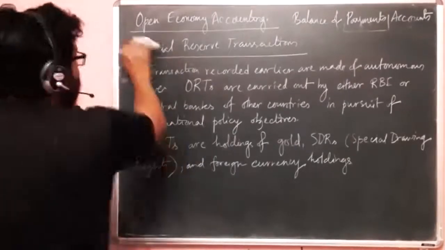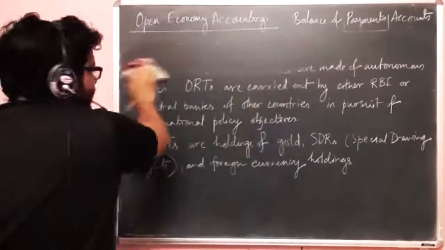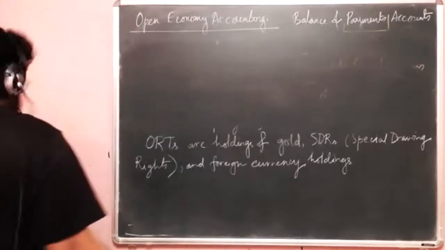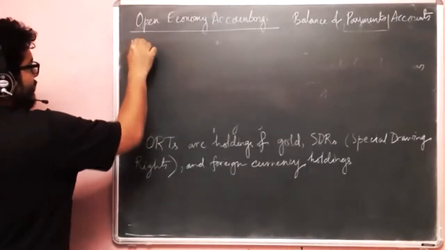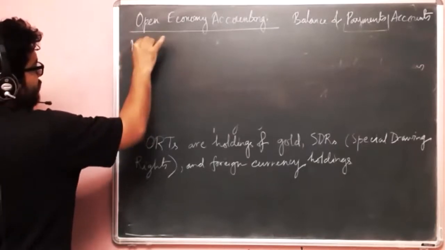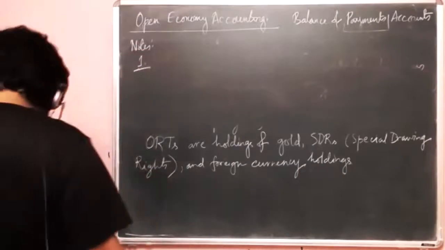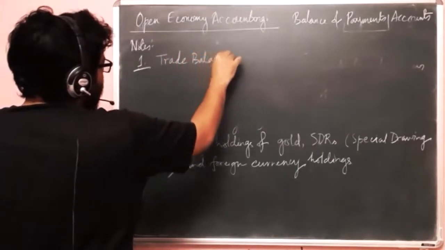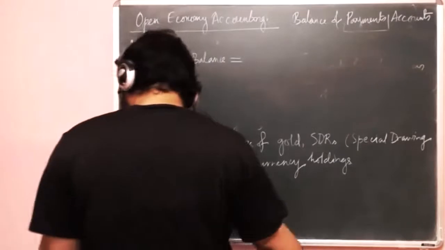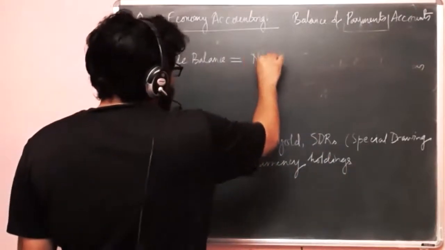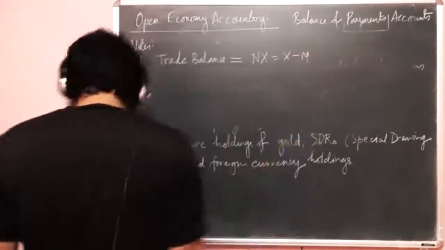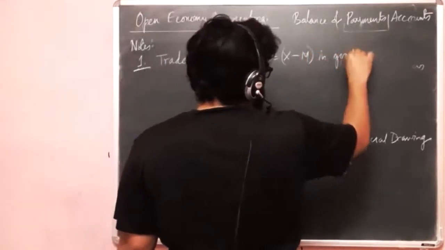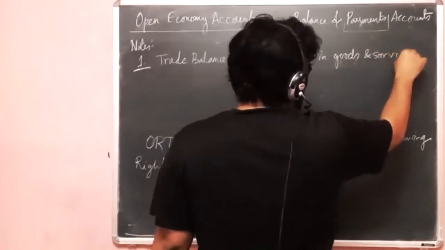Now, we'll look at some of the important points related to all these discussions. So we'll write it as notes. Number one is we will look at this term which is called trade balance. It is very famous, which is essentially our net export, actually X minus M. But in terms of accounting, we say X minus M in goods and services. So this we must understand.